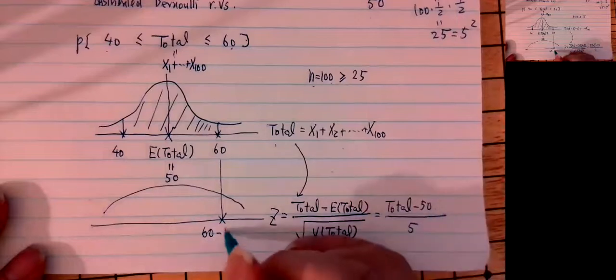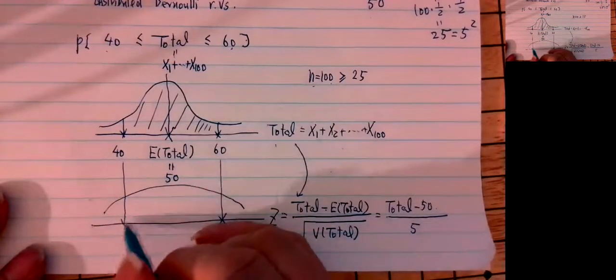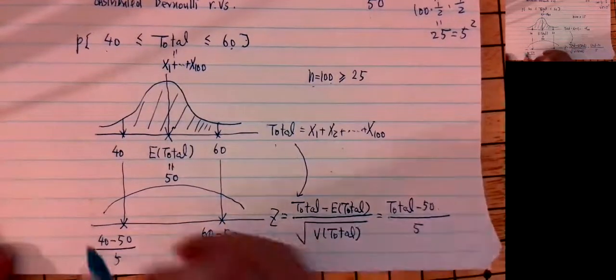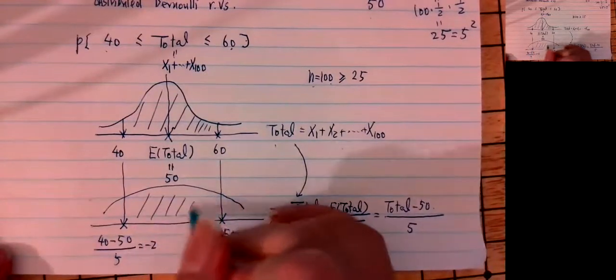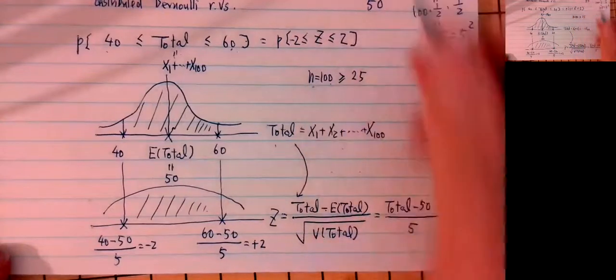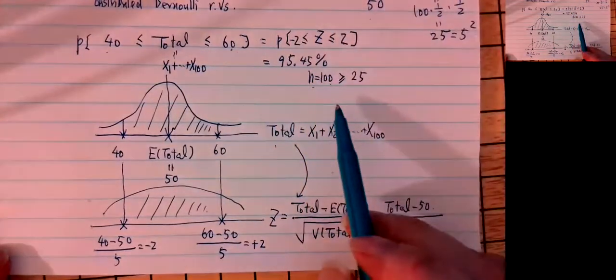60 minus 50 divided by 5. This is positive 2. And here, 40 minus 50 divided by 5. This is minus 2. So the probability we are looking for, sample total between 60 and 40, converted to z-score, is z between 2 and minus 2. By the 68, 95, 99.7 rule, from 2 to minus 2 covers about 95%. If you check the table, it's actually 95.45%. Okay? This is the answer, okay?